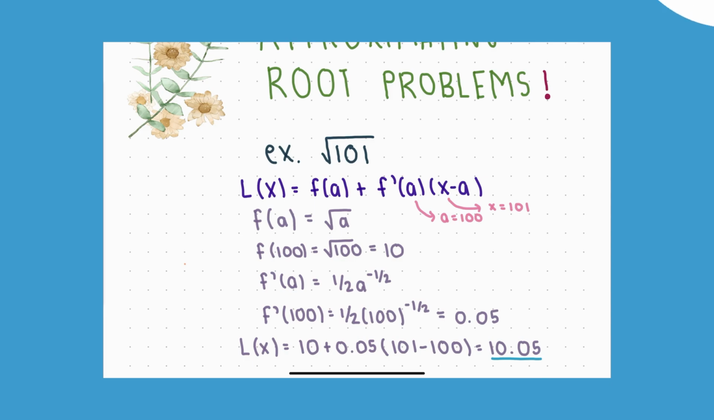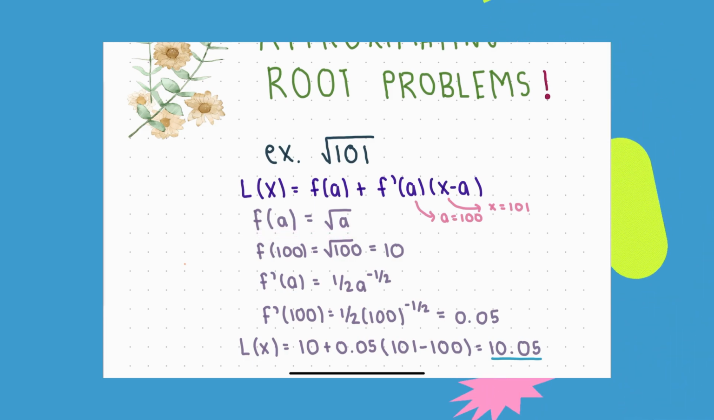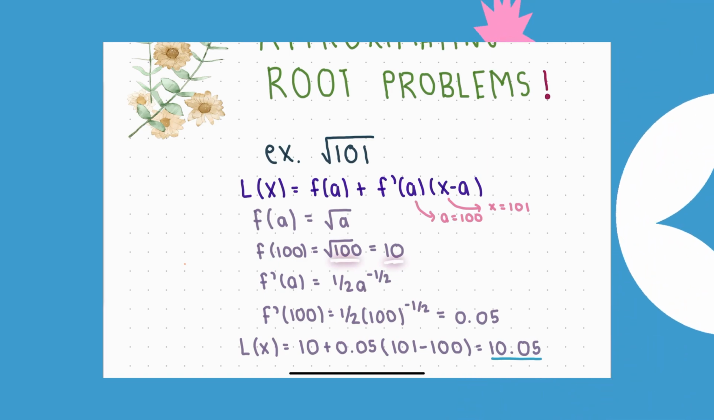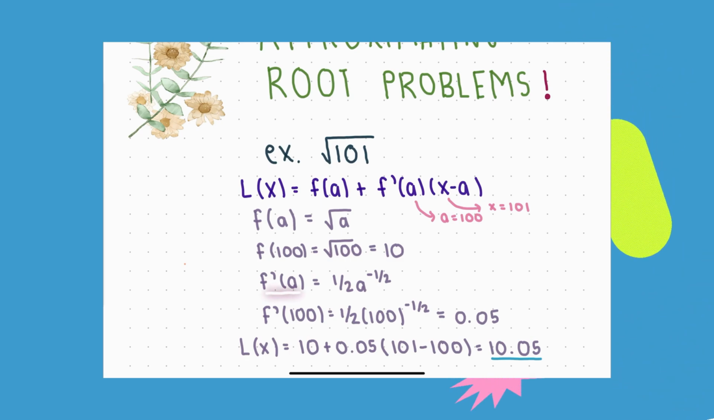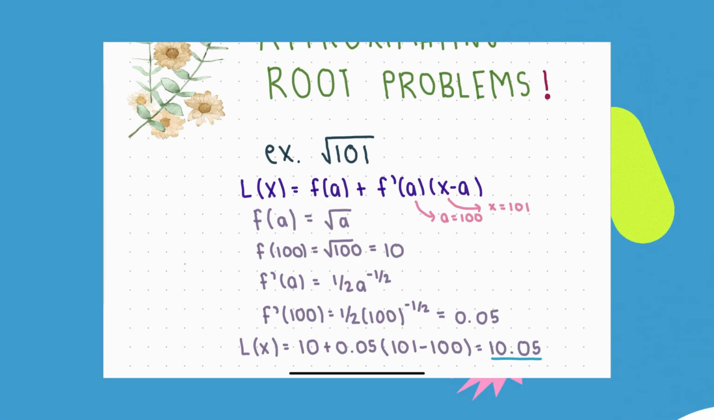So to do this, we're going to do f of a equals square root of a, which is what we're trying to find. A is going to be 100, and the square root of 100 is going to be equal to 10. Next, we will find the derivative of this exact equation, which is going to be 1/2 a to the negative 1/2. We will plug in 100 to a here again, and we'll get 0.05.